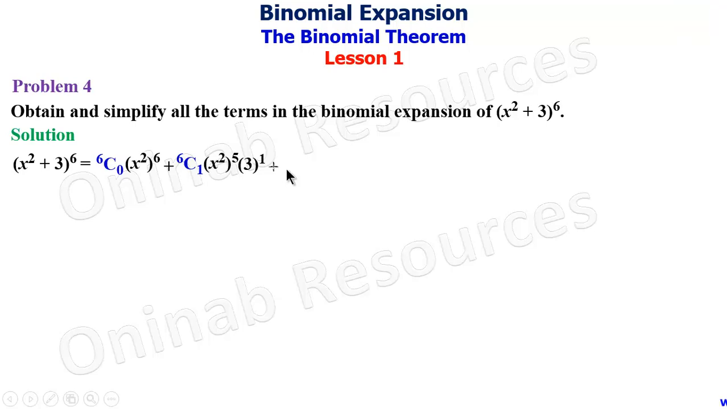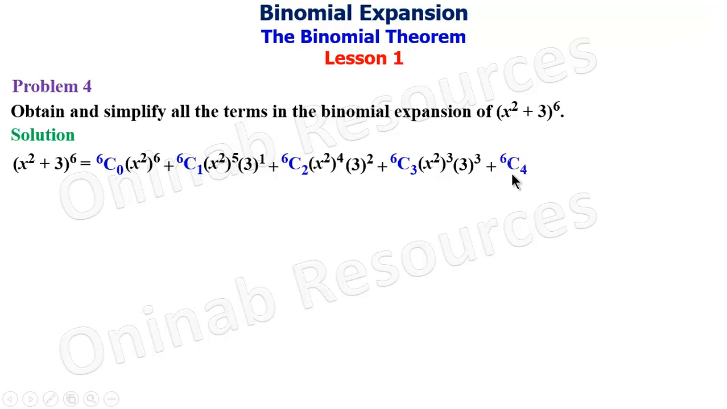We go to the next term, which is 6 combination 2. 6 combination 2, then multiply by x squared raised to power 4. Then 3 squared. Remember, the subscript goes for the power of the second term, which is 3. And the difference between the superscript and the subscript gives the power of the first term in the bracket. Then we go, this is going to be 6 combination 3. Then x squared raised to power 3. 3 raised to power 3.